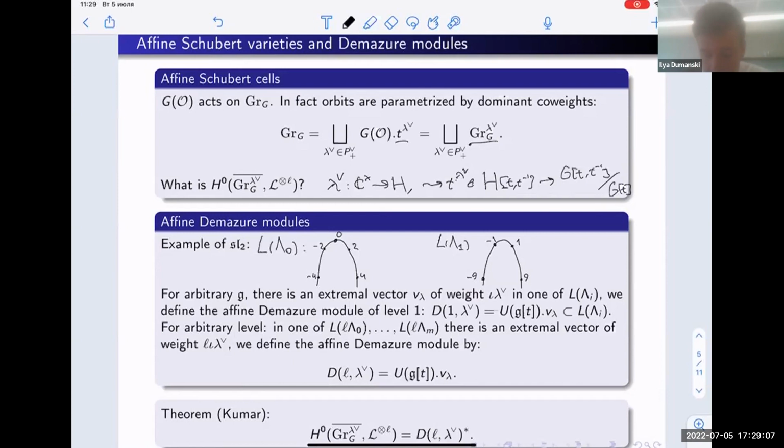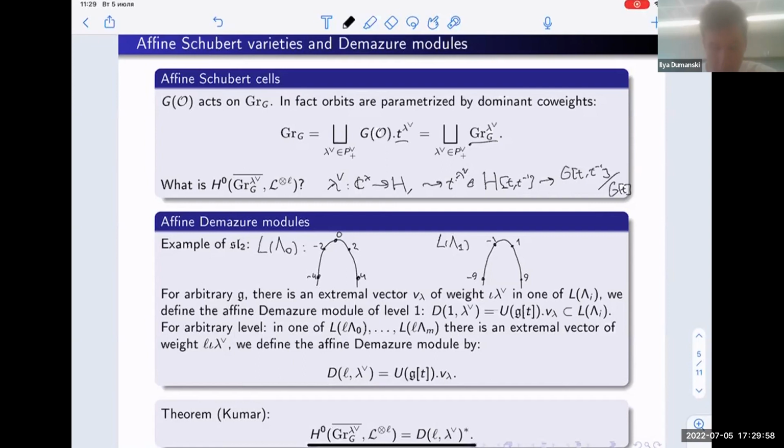To give the definition of the affine Demazure module, let me illustrate it first in the case of SL2. In the case of SL2, there are just two level one irreducible representations, L(λ0) and L(λ1). Schematically, they can be drawn as two parabolas, with the integer points on these parabolas being the set of extremal vectors in these representations, meaning that they are maximal vectors of their weight with respect to this t grading.